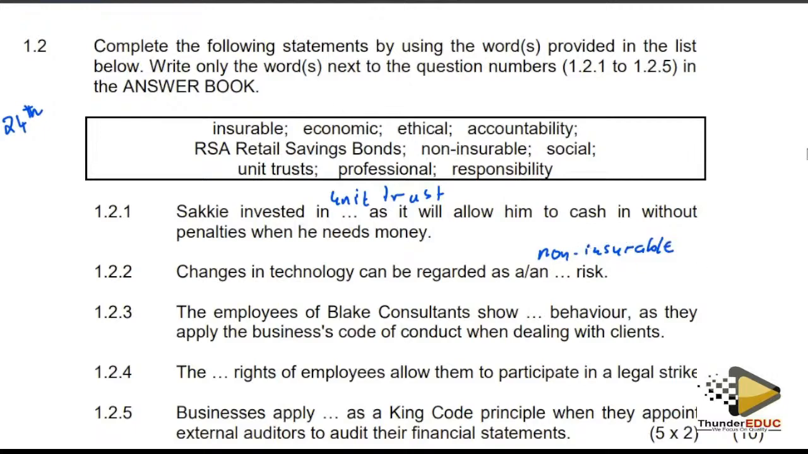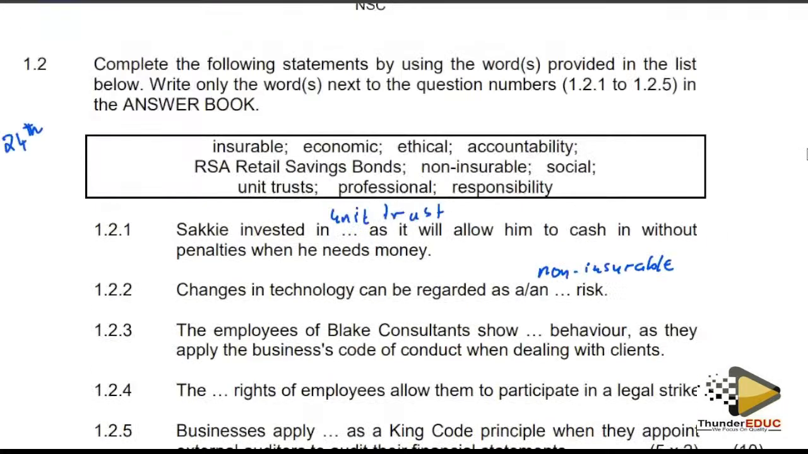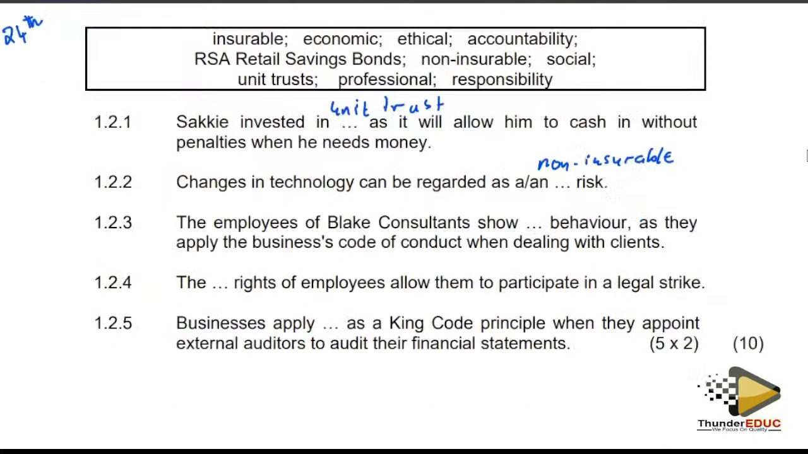So now moving on to the next question, 1.2.3. The employees of Lake Consultants show this behavior as they apply the business code of conduct when dealing with clients. So the behavior that they are showing in this regard is professional.